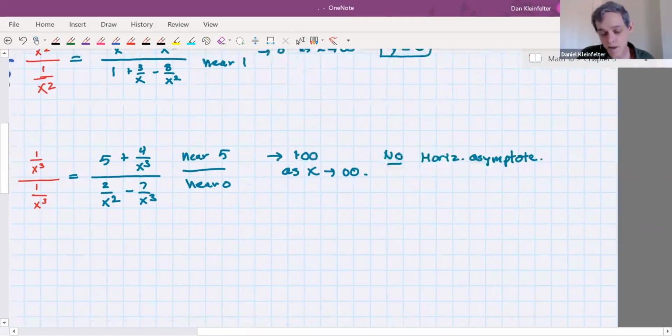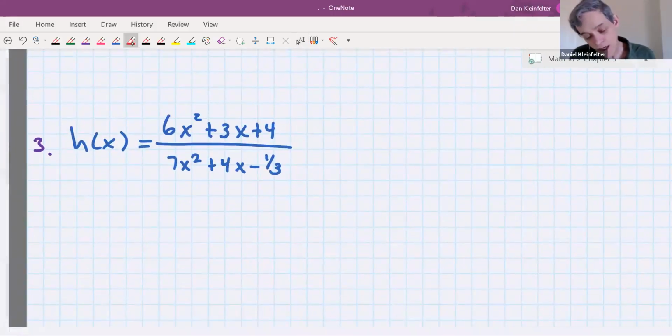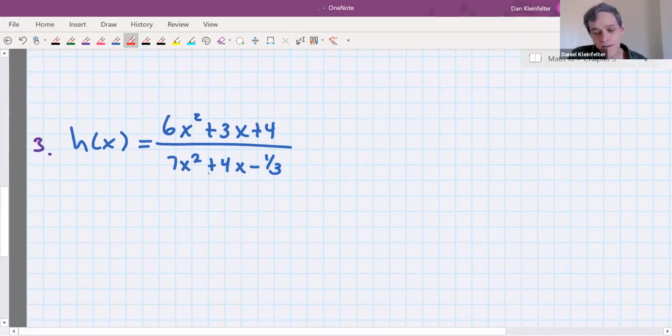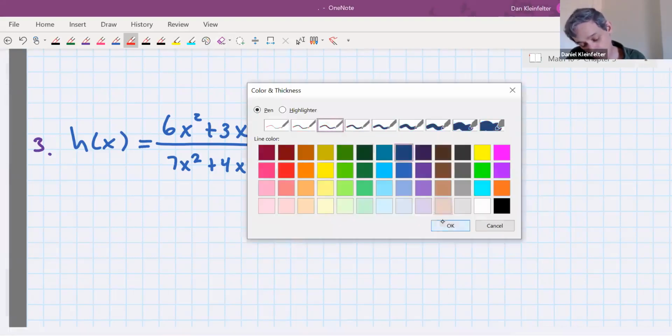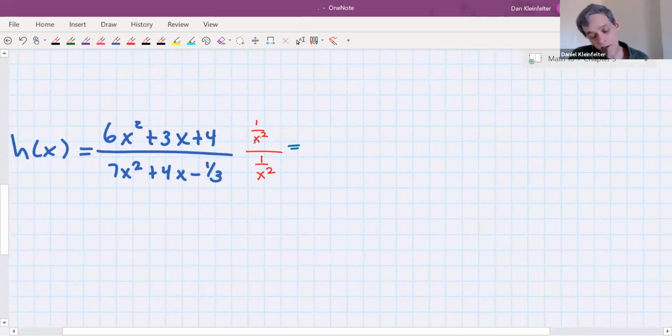Okay, we have only one more of these, okay? And then we'll kind of summarize what it is we've gotten. All right, so here you'll notice that the numerator and denominator both have degree 2. So we're going to multiply by 1 over x squared on both. Okay, and so then that 1 over x squared, as before, we're going to distribute. 6x squared times 1 over x squared will be 6. 3x times 1 over x squared will be 3 over x. And then 4 over x squared to finish.